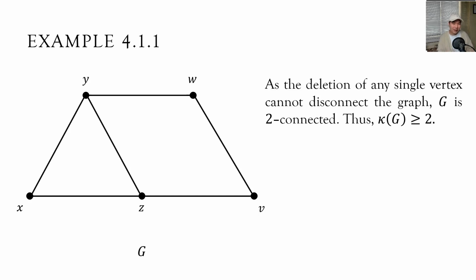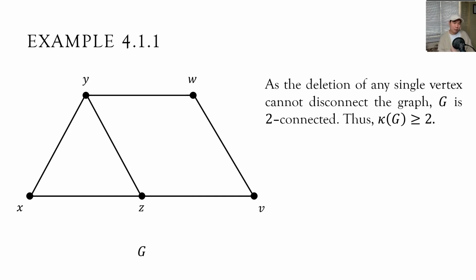Furthermore, this tells me that my connectivity is at least 2. Again, I'm 2-connected because any vertex set of size 2 minus 1, or 1, does not disconnect my graph. The connectedness does provide a lower bound for our connectivity. All right, so we know we have a lower bound for our connectivity. How about finding an upper bound?